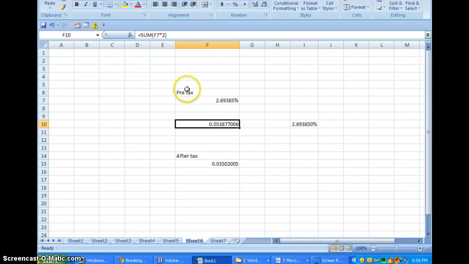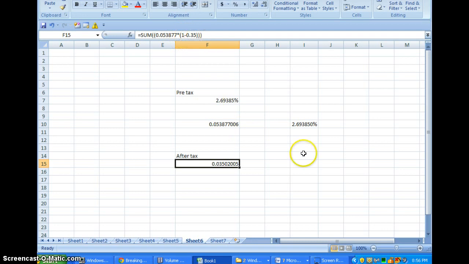Now we go down here, that's pre-tax. We're going to look at after-tax. After-tax, here it is, 0.0538877. Feel free to pause it here so you can look at this formula very carefully. Times 1 minus 0.35. Again, 35% tax rate. So 3.5% is what they're actually paying after taxes for a cost of borrowing. And that's how to do 1 through 6.